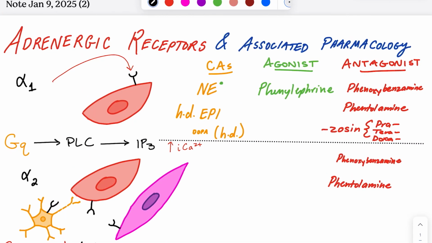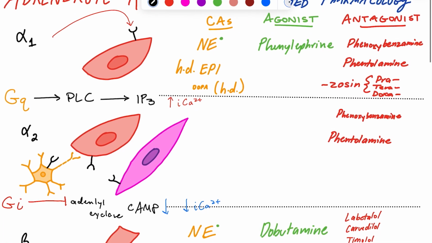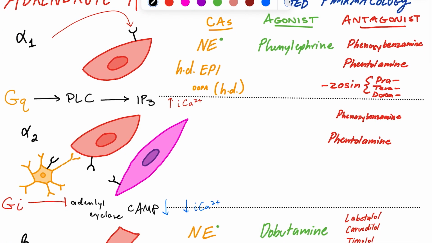Next, I'm going to go over the agonists. So the main agonists of the alpha-1 receptors are what's known as vasopressors. So they, as the name implies, they press on the vasculature. So they're going to be alpha-1 agonists. The first main non-catecholamine vasopressor is phenylephrine.